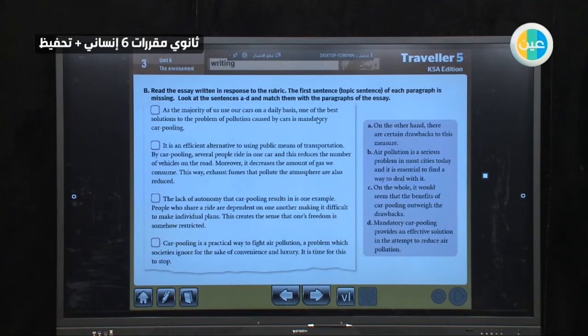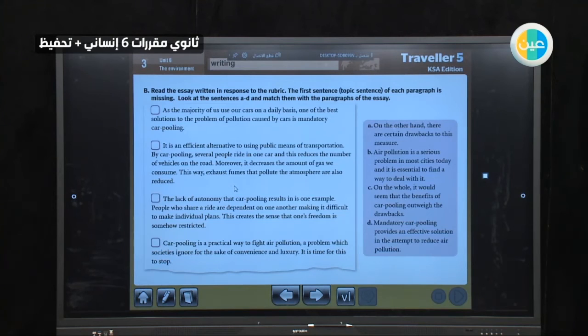Yes, he mentioned the advantages, which reduce the pollution and reduce the crowded cars. Where did he mention it? Here. Yes, carpooling. So people ride one car. This reduces the number of vehicles on the road. Moreover, it decreases the amount of gas we consume. This way, exhaust fumes that pollute the atmosphere are also reduced. So these are the advantages. So he weighed the advantages and the disadvantages, and he finds we should go with carpooling.